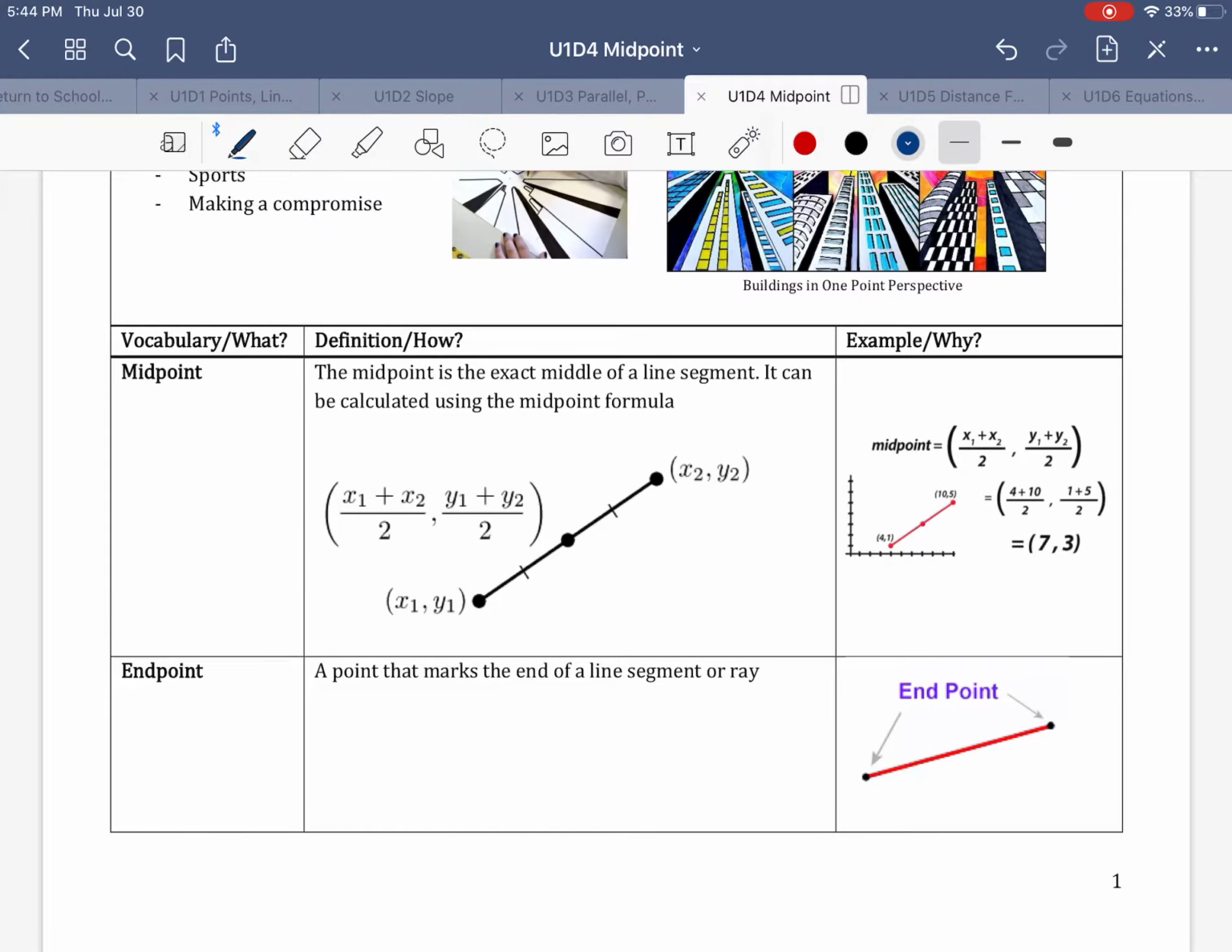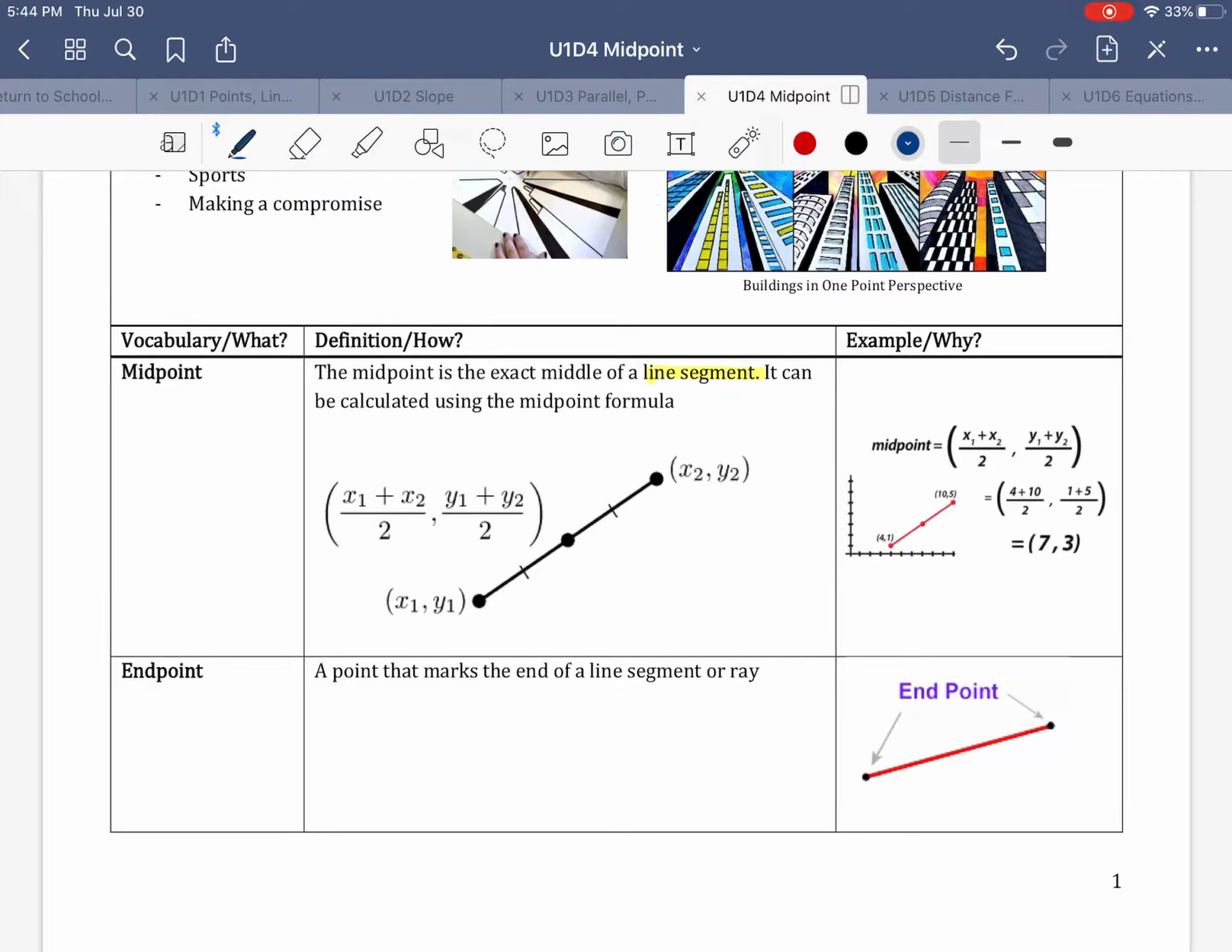So, midpoint is the exact center or the exact middle of a line segment. Now, recognize here that we're talking about line segments, which means we have endpoints. Right? If we have a line where they go on forever and ever in both directions, we'll never have a middle point, right? So in a line segment where we have defined endpoints, it's possible to calculate the exact center. And we do that using the midpoint formula.